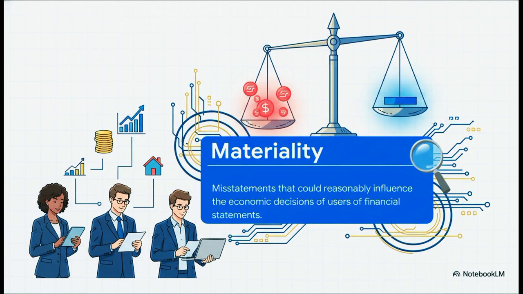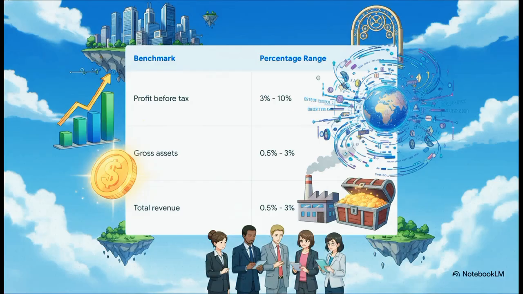In simple terms, an error or piece of missing information is material if it's big enough to actually change the mind of an investor thinking about buying stock, or a bank deciding whether or not to give out a loan. It's all about the size of the impact. And this isn't just some vague gut feeling either. It's all calculated using established benchmarks from the audit manual.